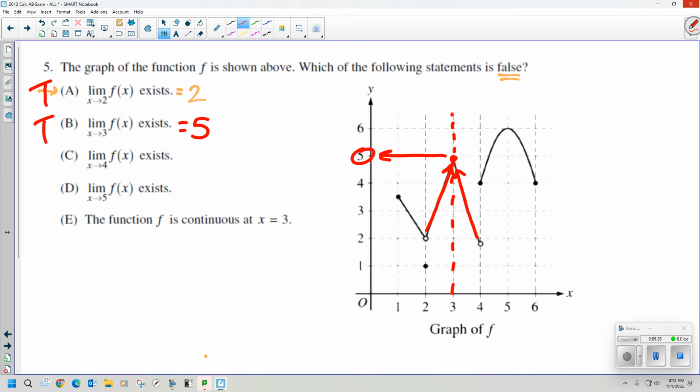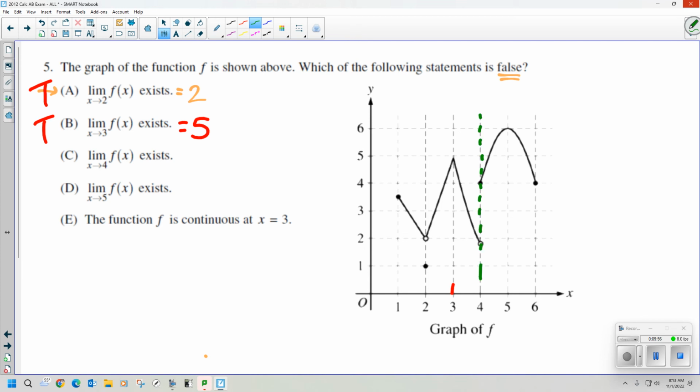Who cares if it's a cusp? Look what they did. They put a hole for the limit at 2, but that's fine. You can still have the limit at a hole. They put a cusp or corner at 5 thinking, oh, the derivative. But guess what? That cusp still points to a y value of 5 for both sides. Let's take a look at 4. Choice C. Limit as f of x approaches 4 exists. Okay, here's 4.